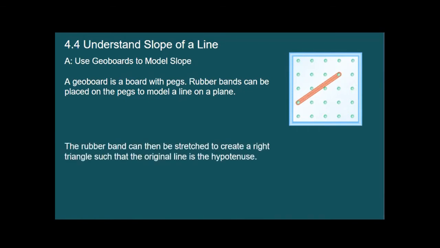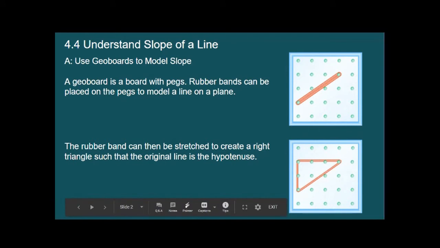Once we've created our line on there, then the rubber band can then be stretched to create a right triangle such that the original line is the hypotenuse. So if you look on the board on the bottom, this was our original line, right? Our original line was here, but then they stretched up the rubber band, the one side of the rubber band, to make a right triangle so that that original line was a hypotenuse. It's not one of the sides that meets the right angle, it's opposite the right angle. Okay, you always want your original line to be opposite of that right angle.